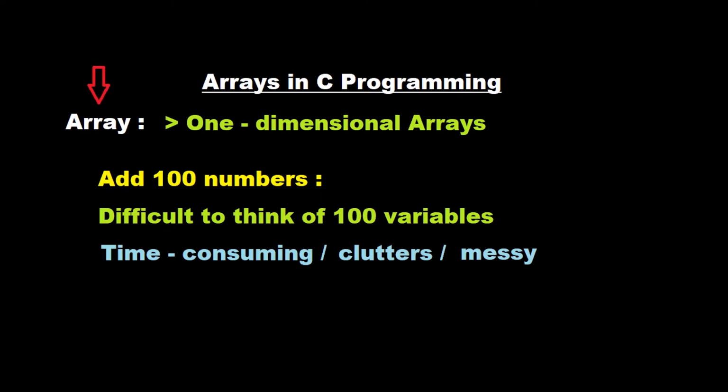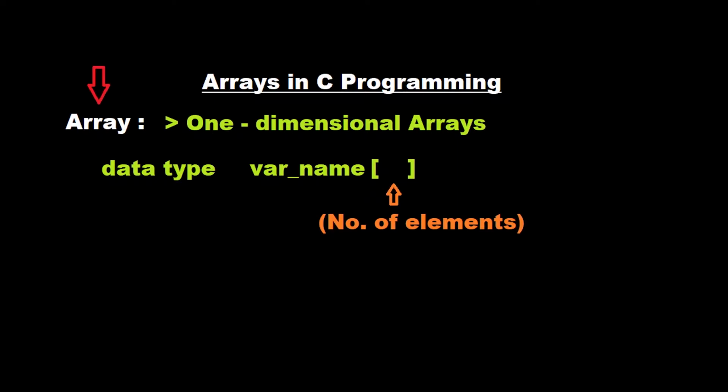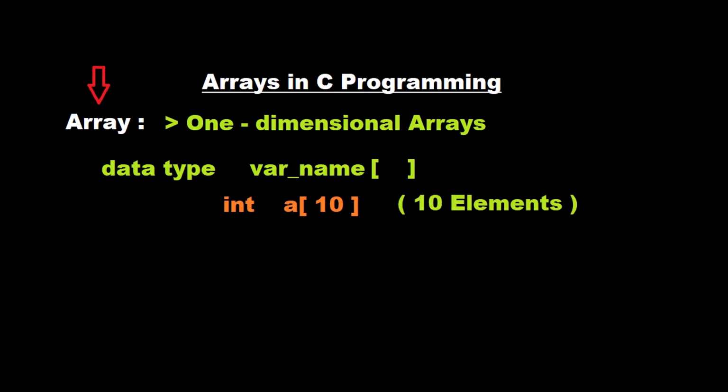An array can be represented like this. It will have the data type, then we will write the variable name followed by square brackets, and then we can give the number of elements. You can either assign the length of the array at the beginning, or you can leave it blank. It can be of two types. If I assign the length of the array, it will be something like this. This will have 10 elements, as you can see in the figure.